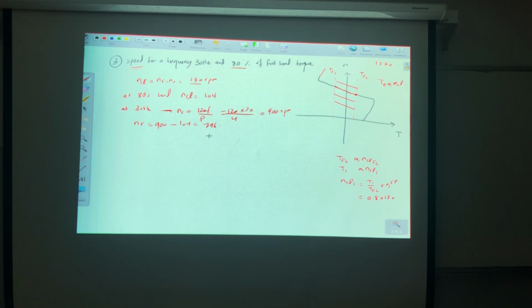Now, question 3. This question with 1 point. Find the frequency for speed of 1000 RPM and full load torque. And the other, by the way, you are invited.